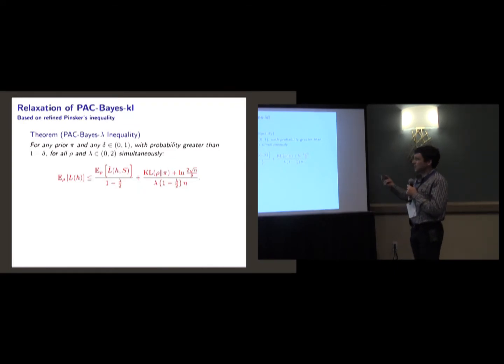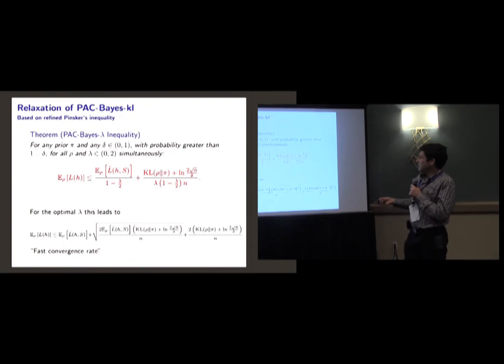There are some forms, for example Catoni's bound, which is kind of similar, but it holds for one value of the parameter at a time. So if we want to have it for more parameters, we have to make some additional constructions. This bound holds for all values of lambda simultaneously, so we can minimize it with respect to rho and also with respect to lambda. For the optimal lambda, this bound leads to this form.